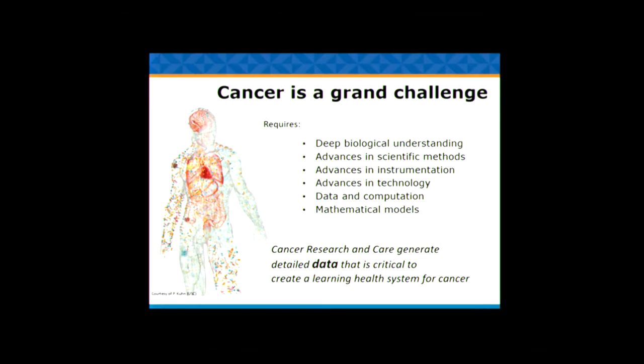It requires us to solve problems in a deep biological understanding, so really deep research into the biological underpinnings of disease. And then there's a whole lot of technical pieces: advances in scientific methods, instrumentation, technology, data computation, mathematical models, predictive models. And one of the things that's really coming out is that it's access to data that's really critical in creating learning health systems. That access to data really helps inform how we need to move forward and the changes we need to make to improve care for patients.